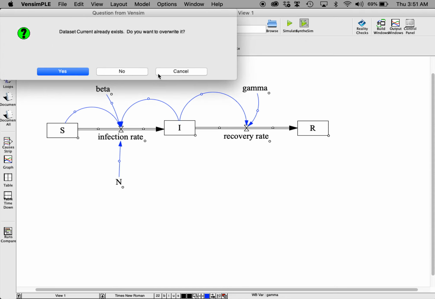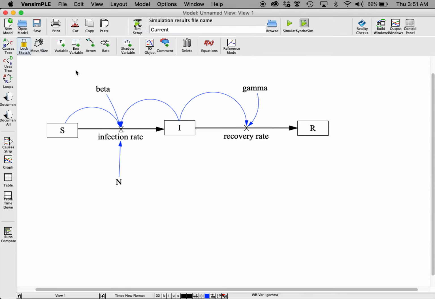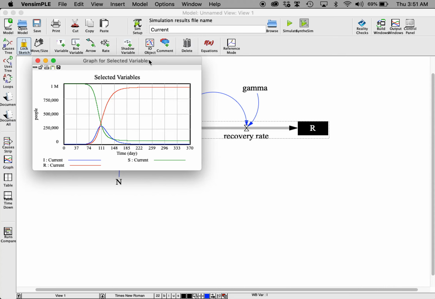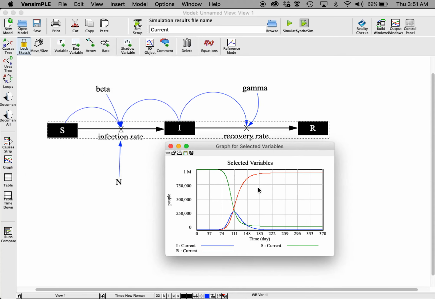Finally, we run the simulation, and it's done. We choose S because we want to visualize it, hold the Shift key, and choose I. Oops, I let the Shift key go. Let's do that again. S, hold Shift, I, and also R while we hold the Shift key, and we click Graph. And there we see a graph of all three variables.